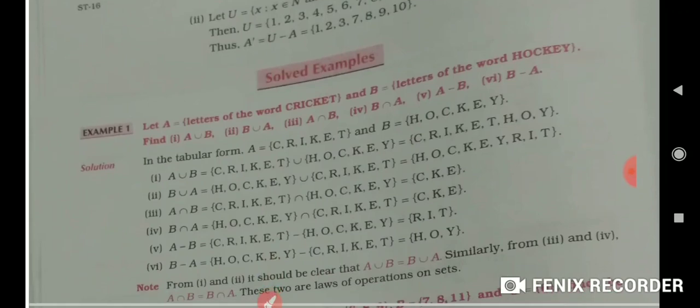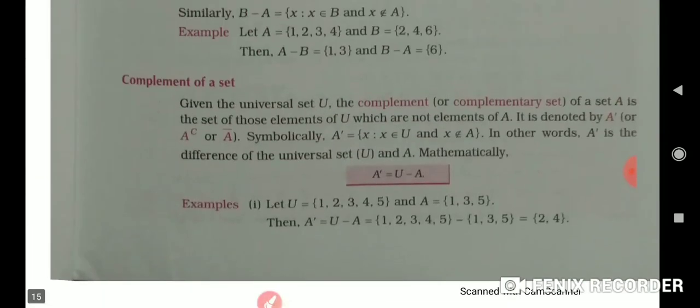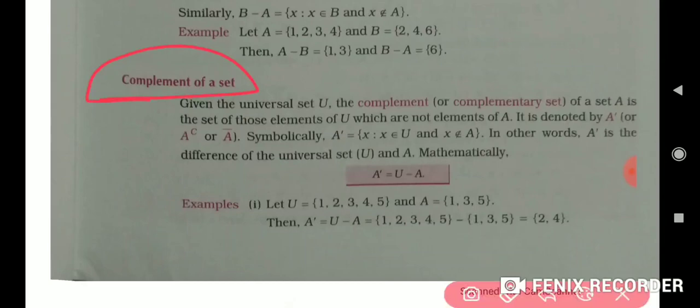Now I will explain complement of a set. That means A complement. How can you find A complement? Just see, universal set is given 1, 2, 3, 4, 5 and A is given 1, 3, 5. First, what is universal set? Universal set means a set which contains all the elements of the defined set. If here B is given, the elements of B will be there in the universal set.